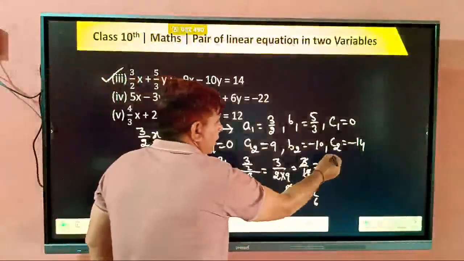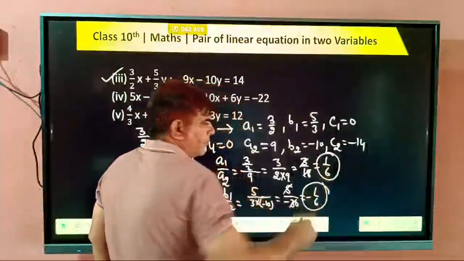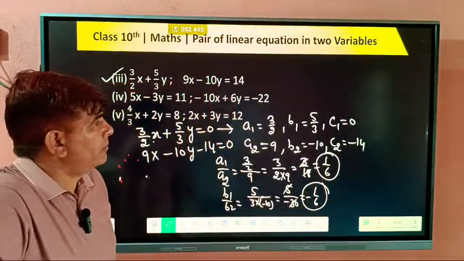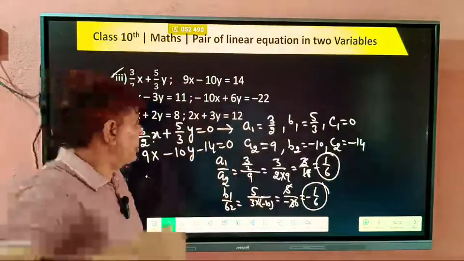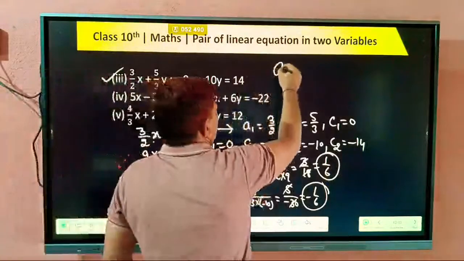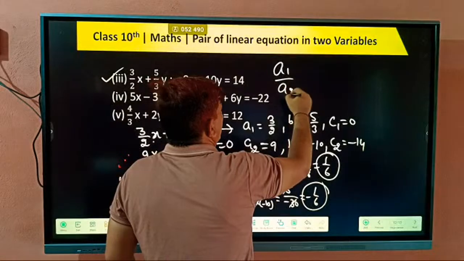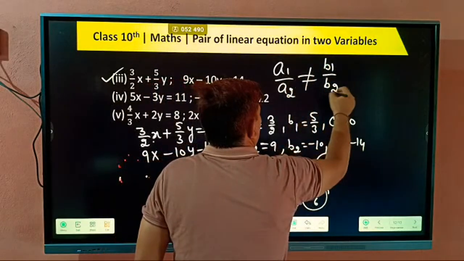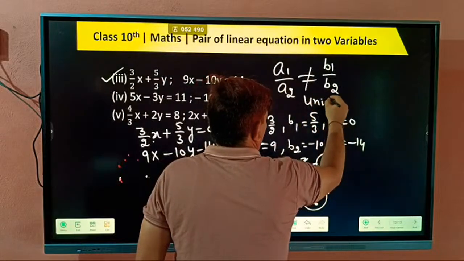Are these both equal? 1 by 6 and minus 1 by 6? No, both are opposite to each other. So what can you say? A1 by A2 is not equal to B1 by B2. It means a unique solution.